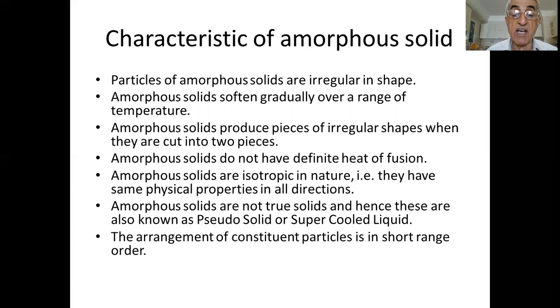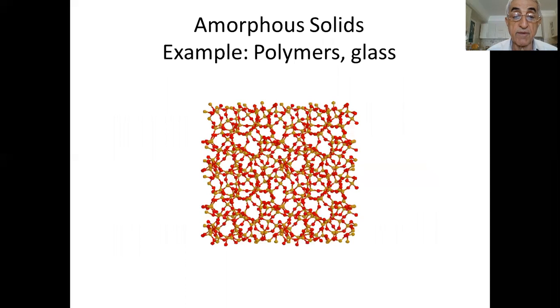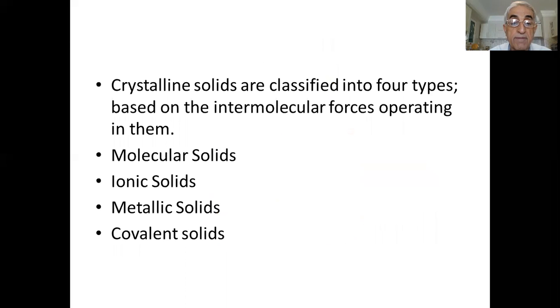Amorphous solids are isotropic in nature. That is to say, they have the same physical properties in all directions. Amorphous solids are not true solids, and hence these are also known as pseudo-solids or supercooled liquids. The arrangement of constituent particles is in short-range order. Amorphous solid examples: polymers, glasses. This figure shows the structure of the amorphous solids.